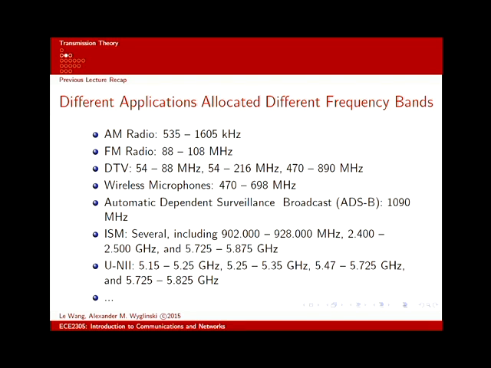ISM, we all use ISM. If you use Wi-Fi, you're using ISM. You are using 2.4 to 2.5 gigahertz. Some folks might be using the 5, but probably not likely. And UNII, Unlicensed National Information Infrastructure, that's the lower 5 gig spectrum that people use for Wi-Fi as well. All right? And there are a lot more frequencies.